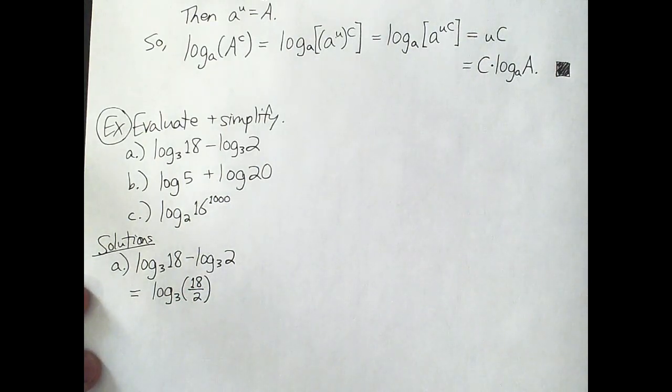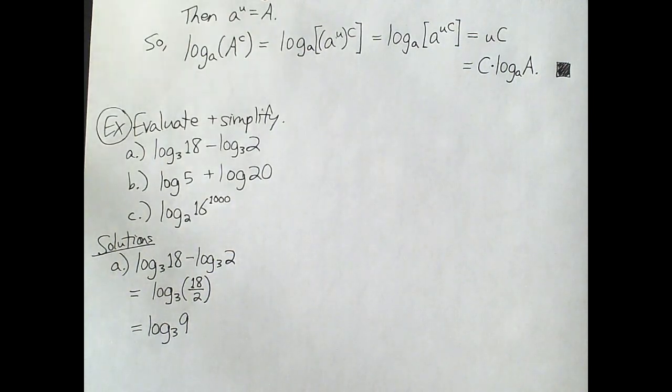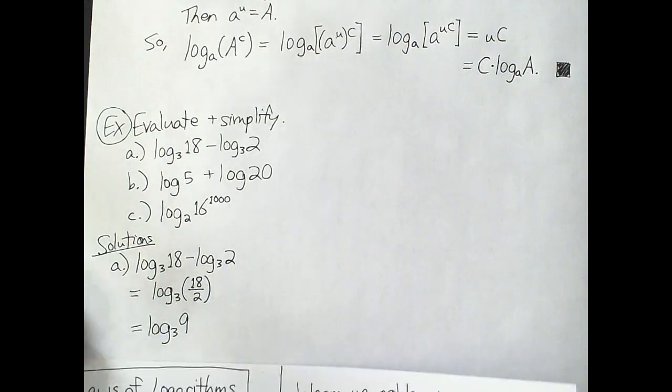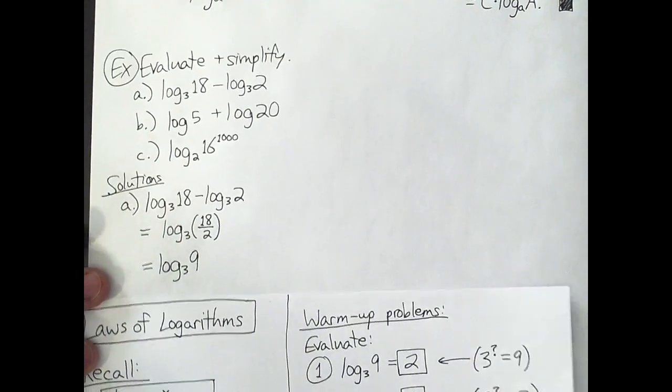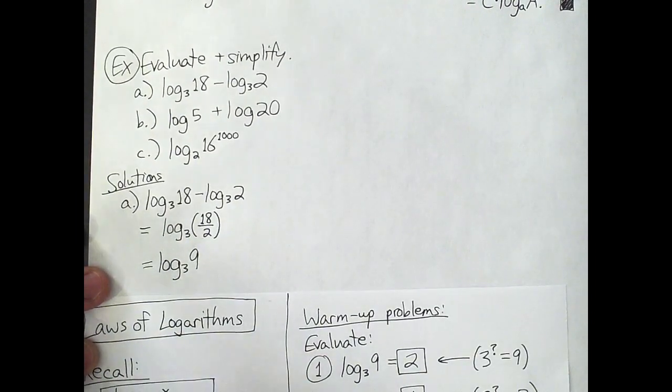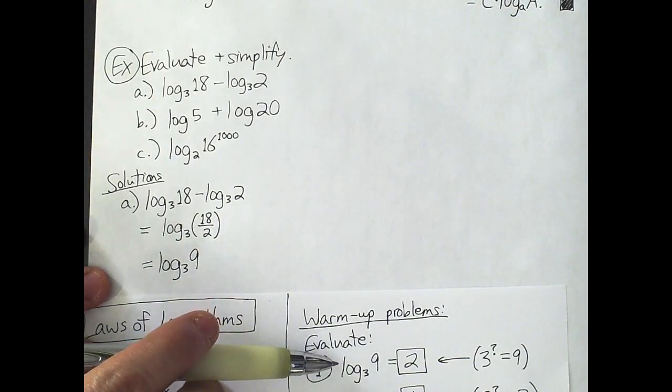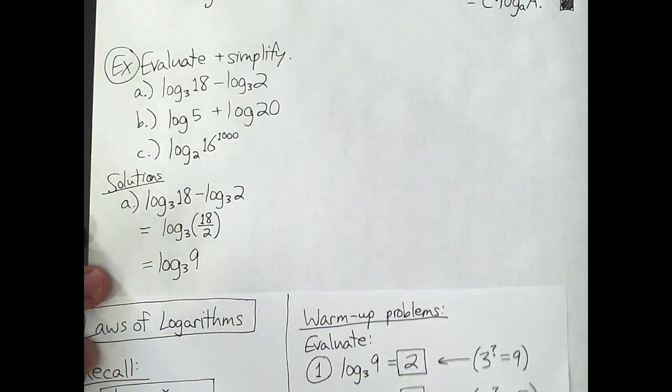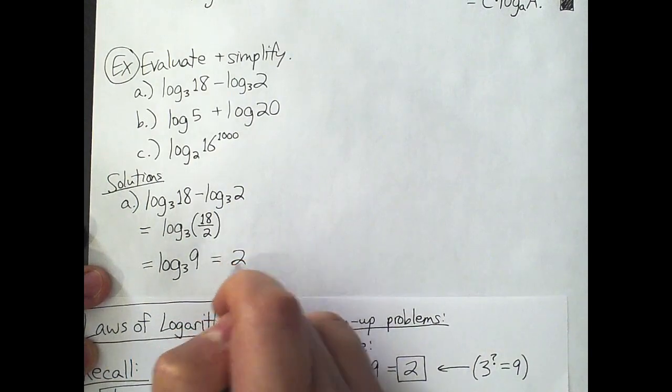When there's subtraction, it combines into division. 18 over 2, we know, right? 18 over 2 is 9. So now we've turned it into just log base 3 of 9. Hey, wasn't that one of the warm-up problems? Look at that. Warm-up problems. We did this. At the bottom here. Log base 3, 9, we said was 2. So we have the answer here. This is going to equal 2.